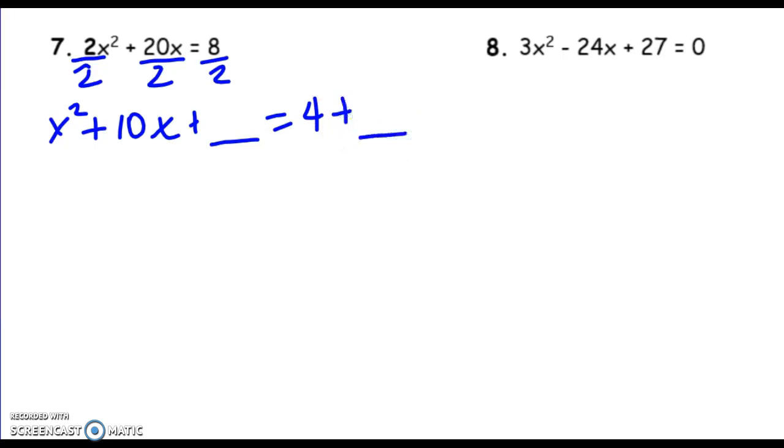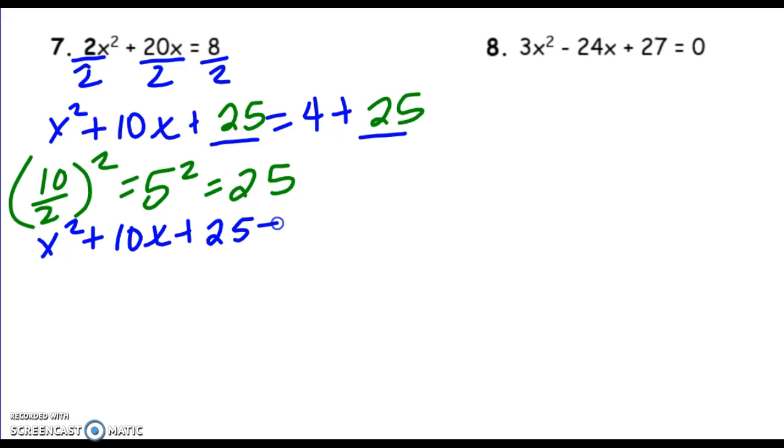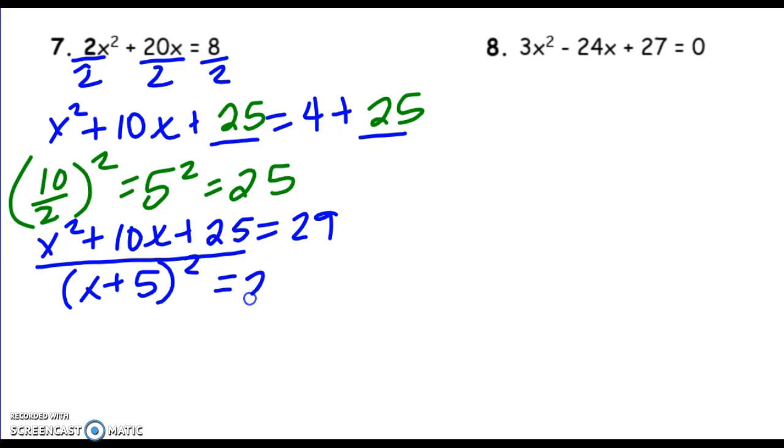So it would be 10 over 2 squared, which would be 5 squared, which is 25. And I'm going to put those back in up here. And so my new equation is x squared plus 10x plus 25 equals 29. Now that's this step right here. A lot of you may be ready to skip ahead and just write x plus 5 quantity squared, just because you're seeing that very easily, equals 29.